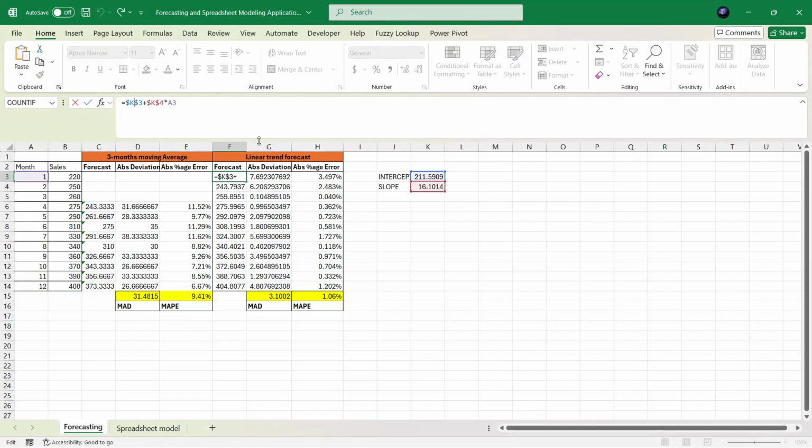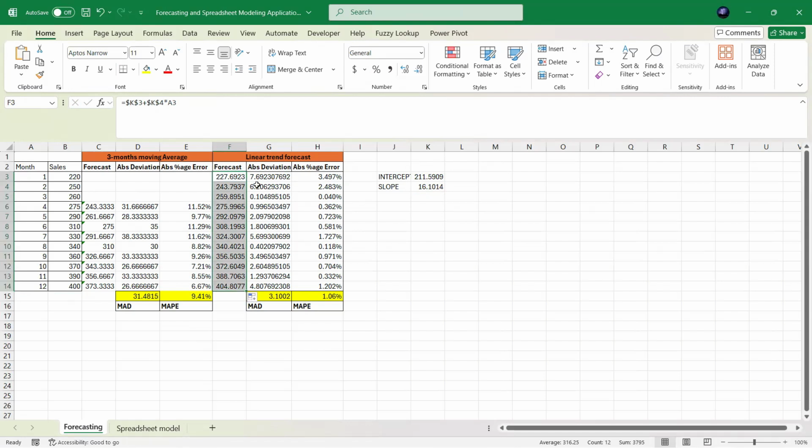Using these values, I entered the formula 211.5909 plus 16.1014 times A3 in cell F3, which uses the month number in column A to compute the forecasted value. So this formula was then dragged down to cell F14 to generate forecasts for all months in the dataset.